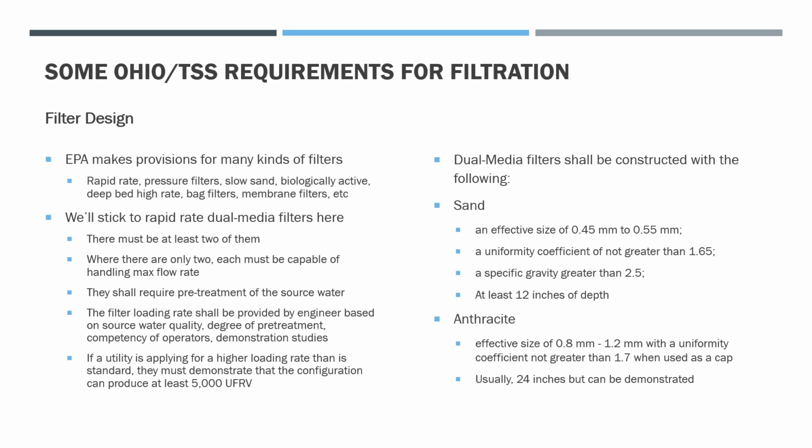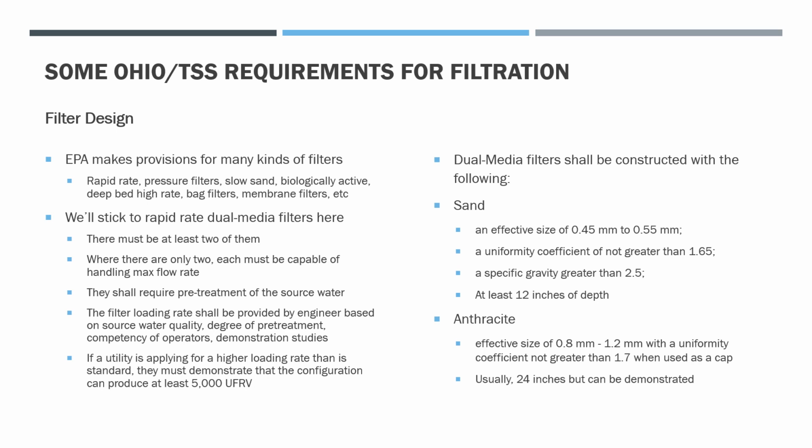Dual media filters have to be constructed along the following guidelines. For the sand, the effective size has to be somewhere between 0.45 and 0.5 millimeter, with a uniformity coefficient not greater than 1.65. You'll find later that this plant met a much stricter standard than that. Specific gravity of the sand has to be 2.5 and at least 12 inches of depth.